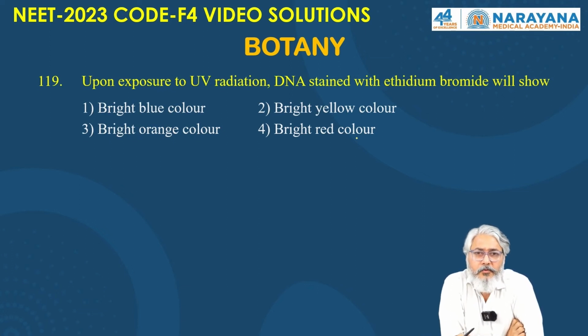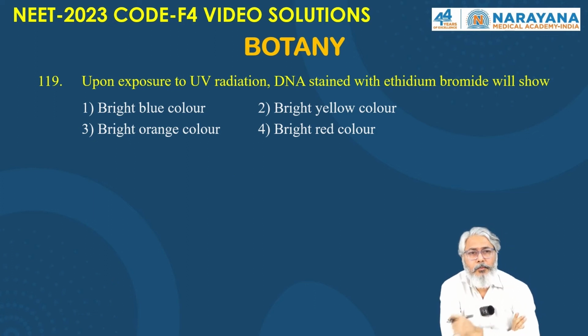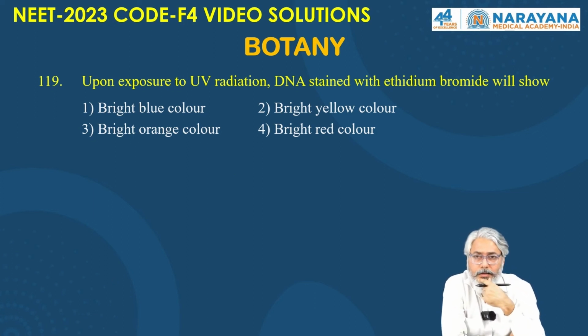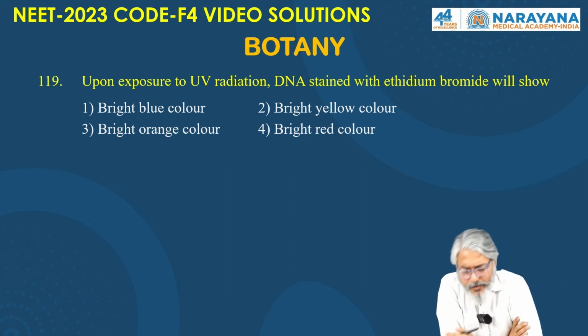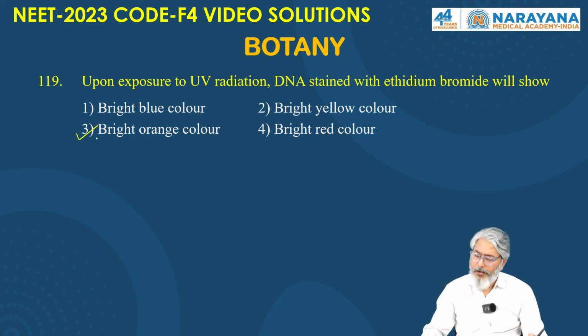Upon exposure to UV radiation, DNA stained with ethidium bromide will show. It is given in the first chapter of biotechnology, that is principles and processes of biotechnology. The color we find for DNA after exposure to UV radiation is always bright orange. So the answer is number 3.